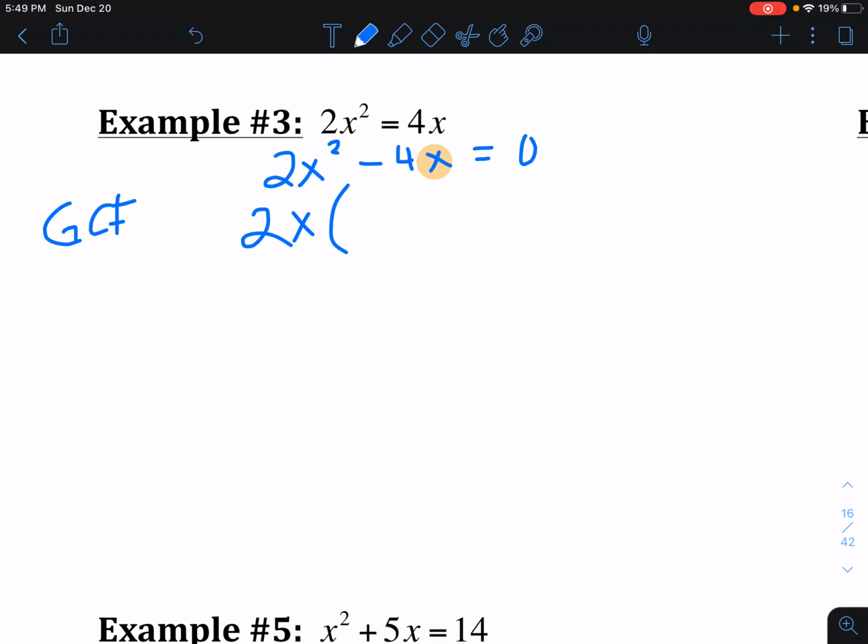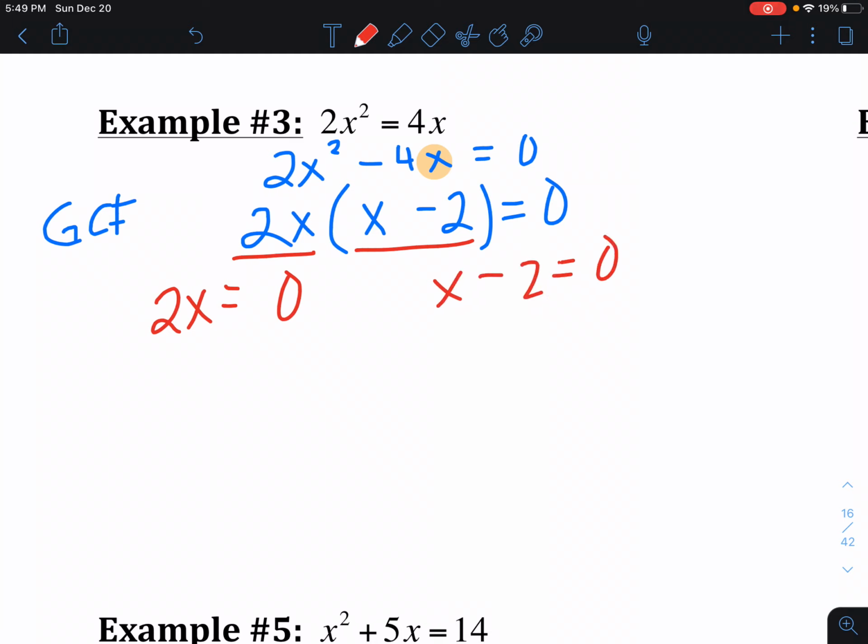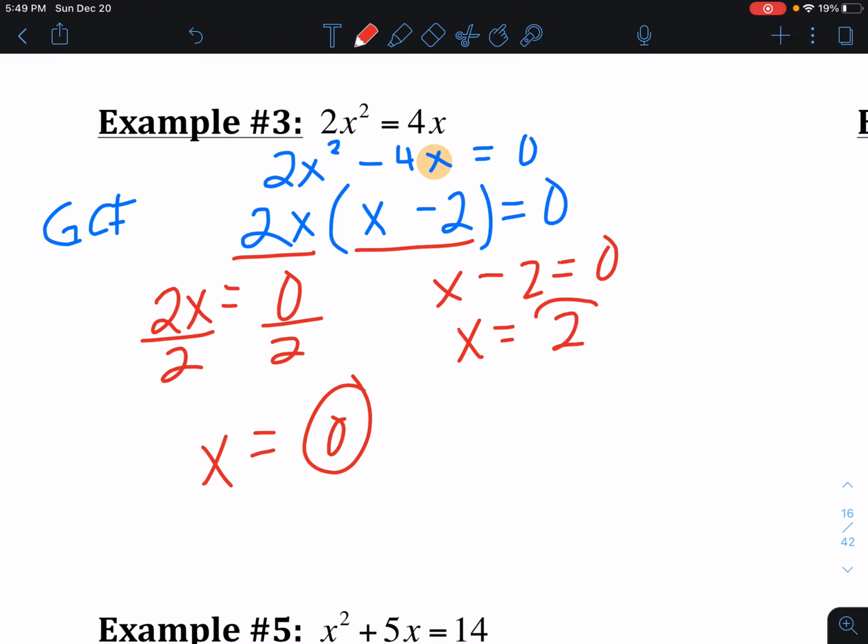And then remember, we want to divide by the GCF to see what's left in the parentheses. So 2x squared divided by 2x would be 1x. And then minus 4x divided by 2x would be 2. So now we have our factors. We do have two factors here. We have this guy and this guy. So we're going to get our two answers, or our two equations. And we're going to divide by 2. So one of our answers is 0. And our other guy, add 2 to get 2.